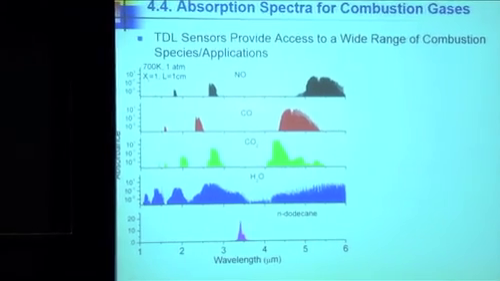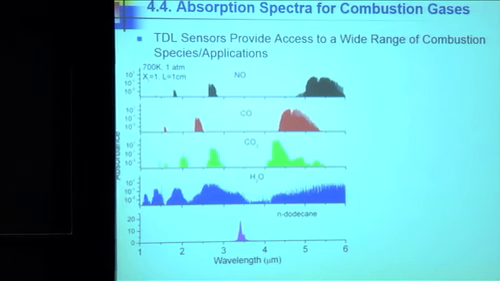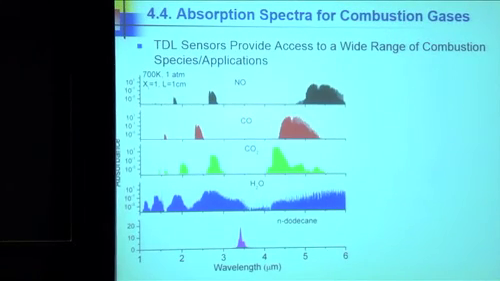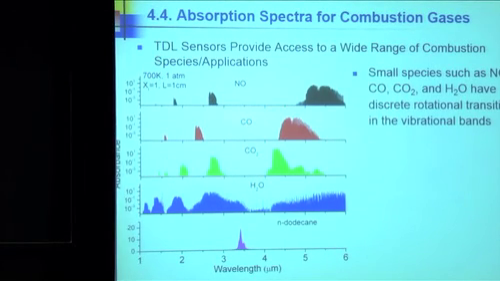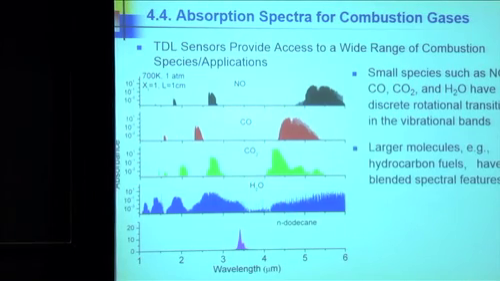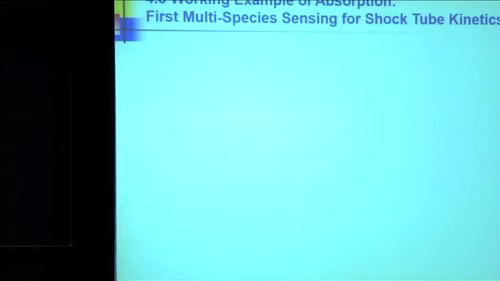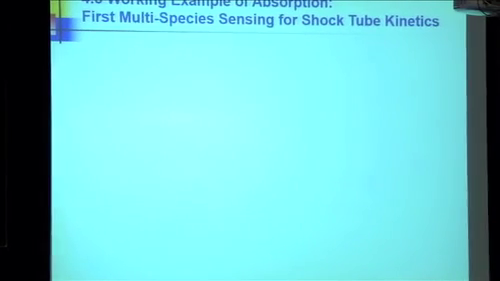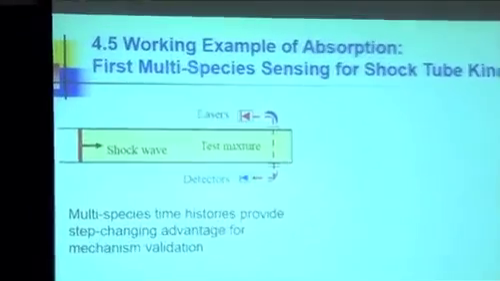Why do I like the infrared? A lot of the combustion gases we care about, NO, CO, CO2, water, fuel, all absorb in the infrared. It's a really good place to work to measure these combustion species. Small species have discrete spectra. Even though it looks like they're overlapping here, they're all separated. Big molecules need a different strategy. I can't believe that I put so much stuff in this talk. I apologize. I went from too short to too long.